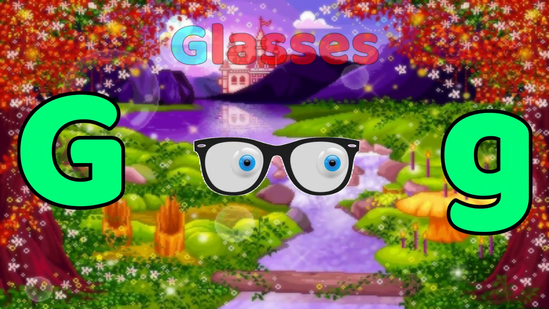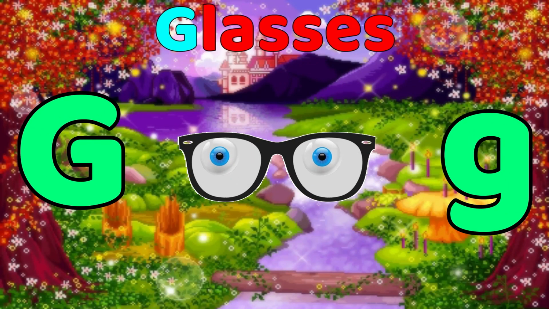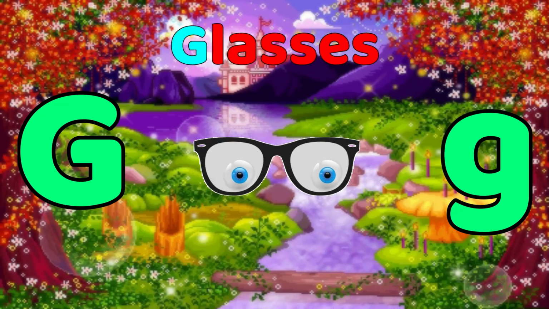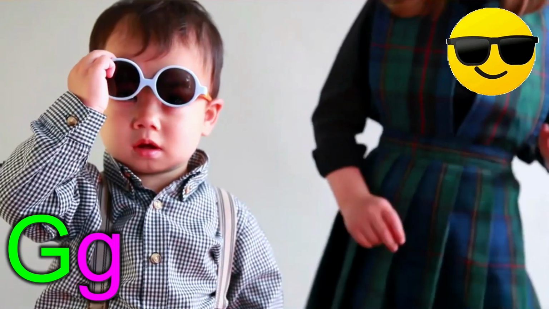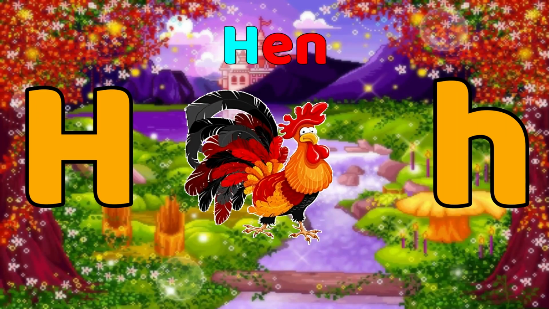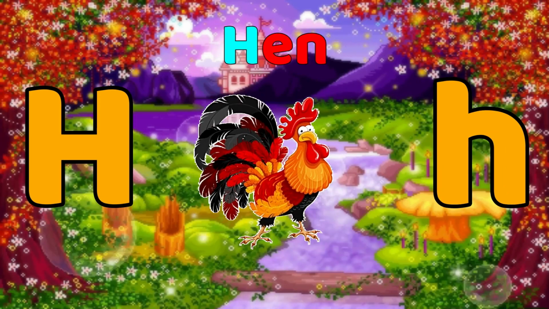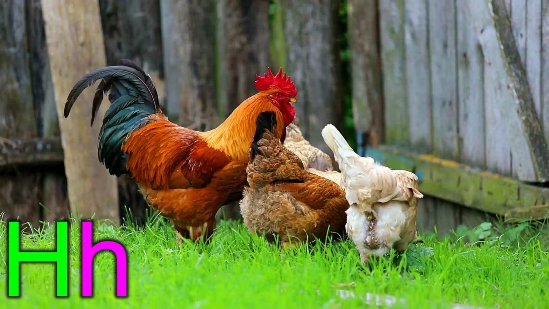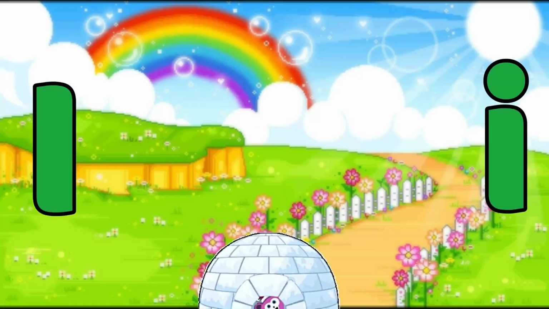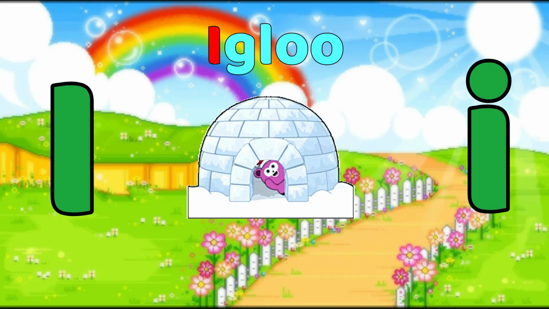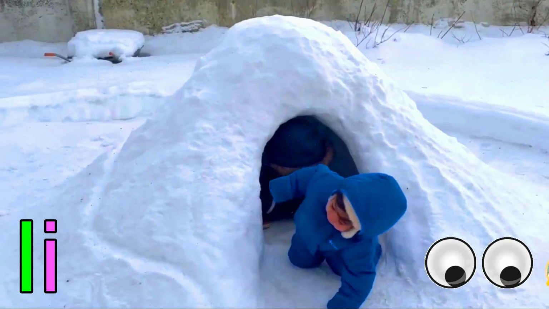G is for glasses, g, g, glasses, g, g, glasses, G, glasses. H is for hand, h, h, hand, h, h, hand, H, hand. I is for igloo, I, I, igloo, I, I, igloo, I, igloo.